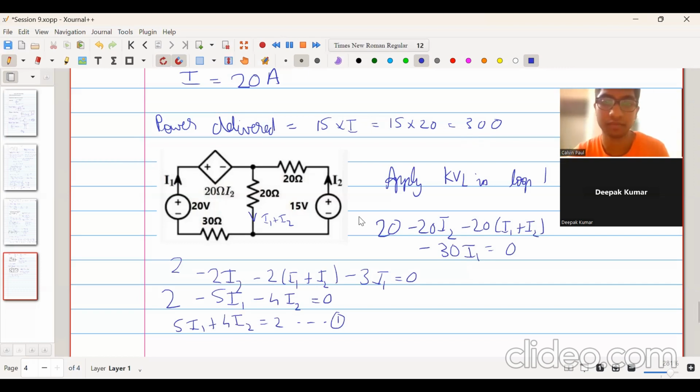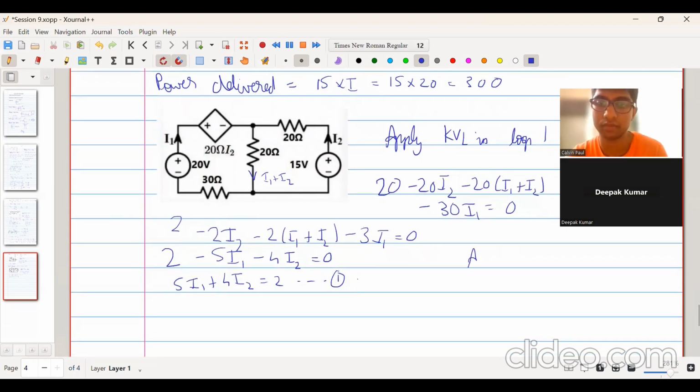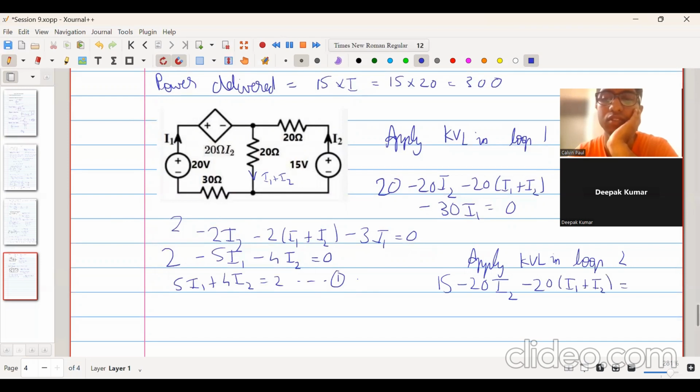Now we will apply KVL in loop 2. I will apply KVL like this. So I will get minus 2 plus 15, then the drop across the resistor, so minus 20 into I2. The drop across this also, so minus 20 into (I1 plus I2) is equal to 0. Okay.